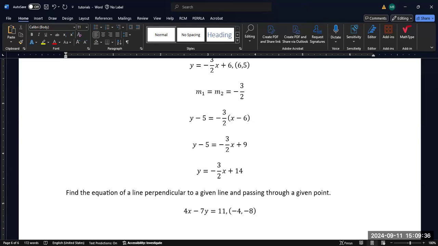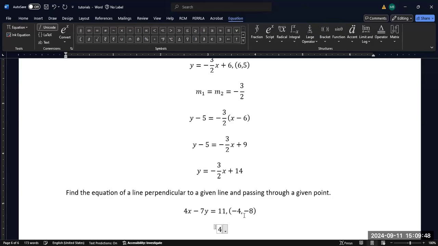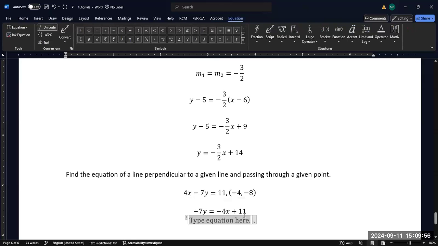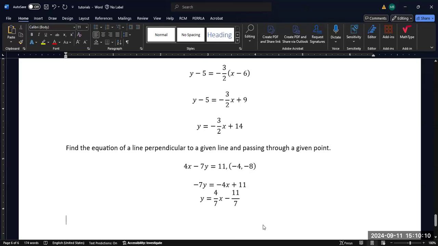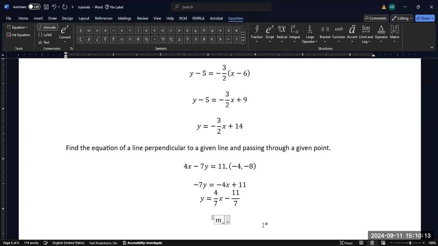Now, when you're given an equation of a line and you need a slope out of it, but it's in standard form and not slope-intercept form, you have to solve for y. So I'm going to move the 4x over to the other side: 7y equals negative 4x plus 11. Then I'm going to divide everything by 7, and that's going to give me y equals negative 4 over 7 x plus 11 over 7. So my slope of the given line, we'll call it m1, is negative 4 over 7.